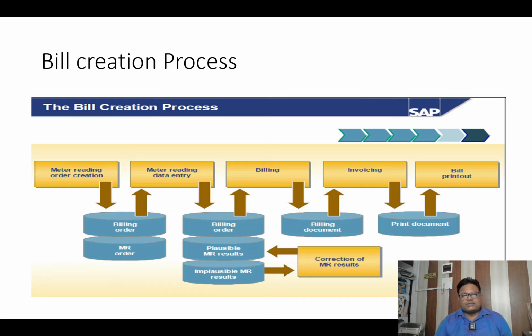After manual intervention, we correct the meter readings. Then the meter readings become plausible again, because we bill only on plausible meter readings. After that, according to the billing orders, we do the billing. So that is your billing. When we create the billing, billing documents get created.